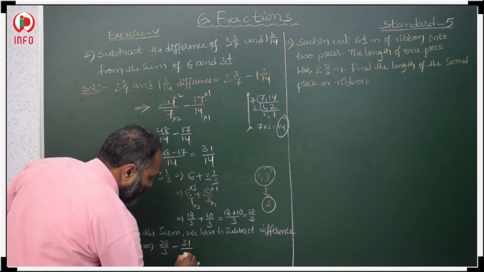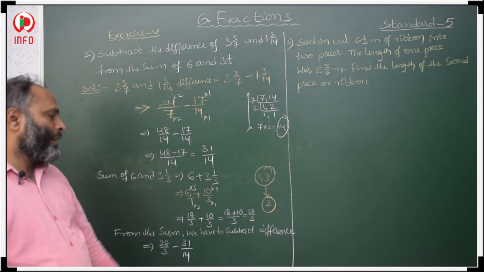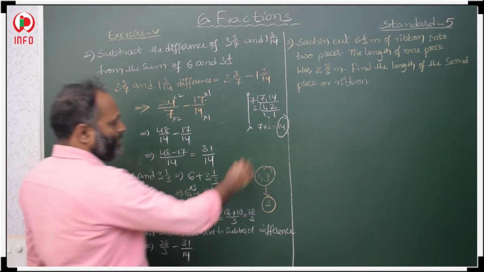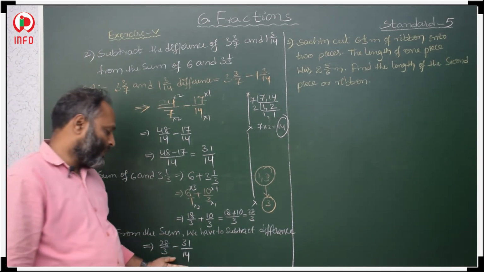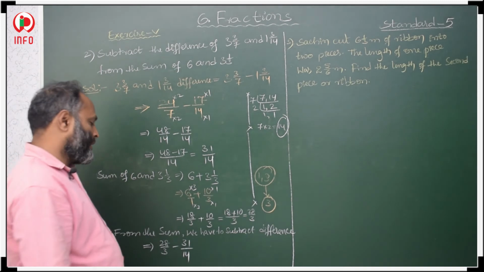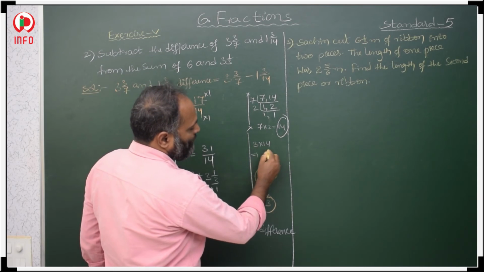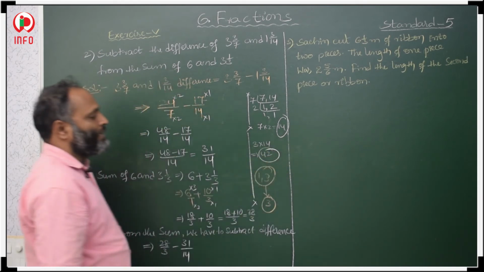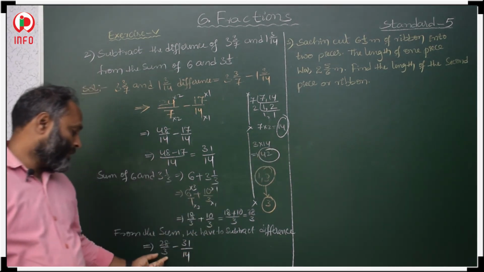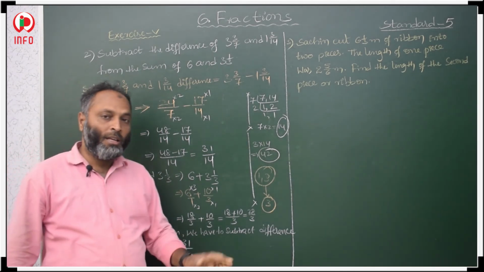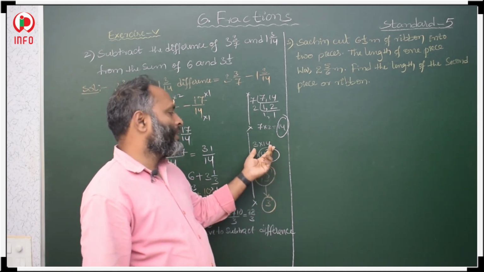31 by 14. Then the LCM of 3 and 14. One of these is a prime number, the other is a composite number. If one number is prime and the other is composite, then the product is the LCM. 3 14s are 42. 42 is the LCM.